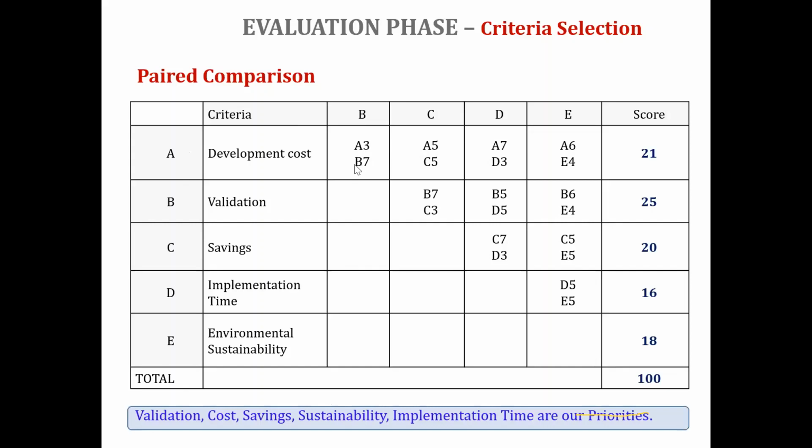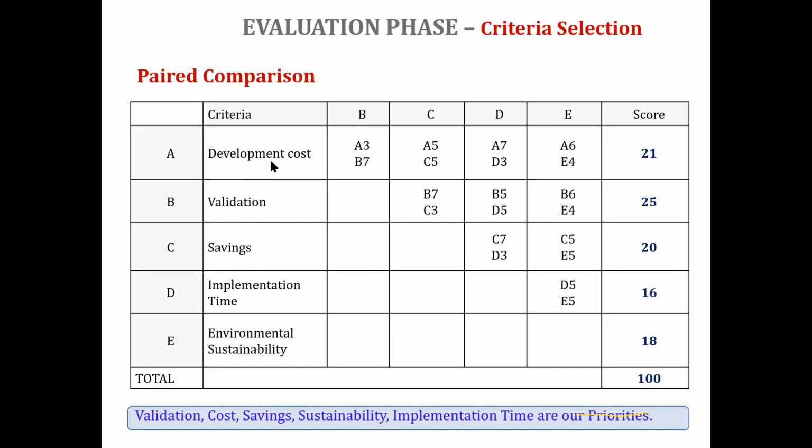So here 10 points. I'm going to compare A with B, A with C, A with D, and A with E. It means I'm going to compare development cost with validation, development cost with savings, development cost with implementation time, and development cost with environmental sustainability. So here, look at this very carefully. I'm going to compare this development cost with validation.